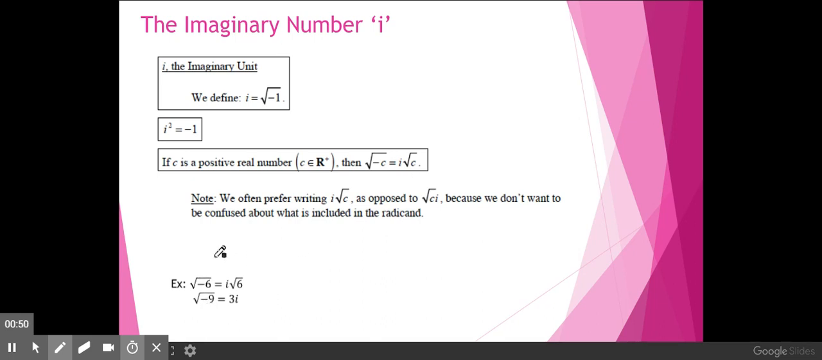So here I have some examples down here. The square root of -6 is i square root 6. The square root of -9 would be 3i, because we can actually find what the square root of 9 is. It's a nice whole number. So we write it as 3i. So we prefer, when it doesn't simplify out, to put the i in front, whereas if it does simplify and we're not left with a square root, we put the i on the right side of the number.